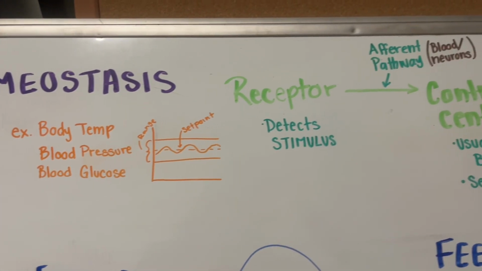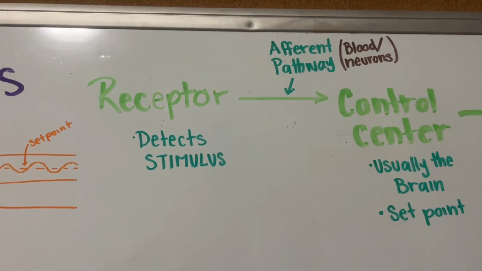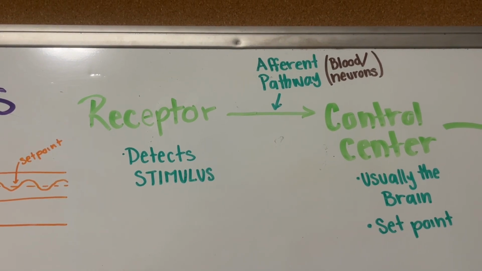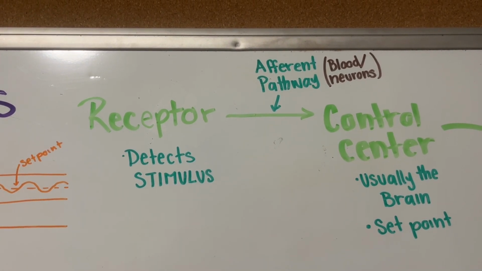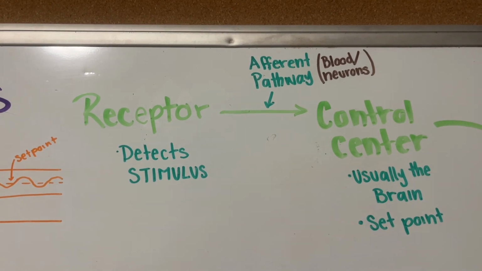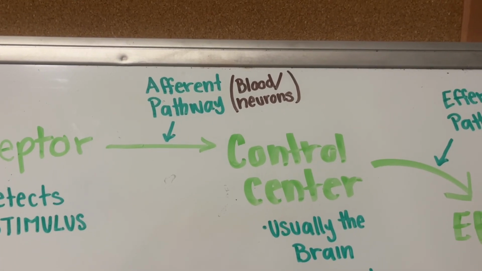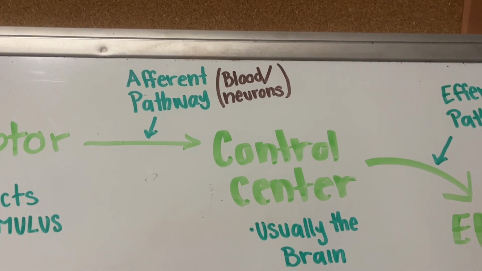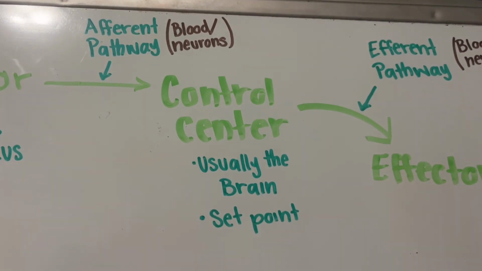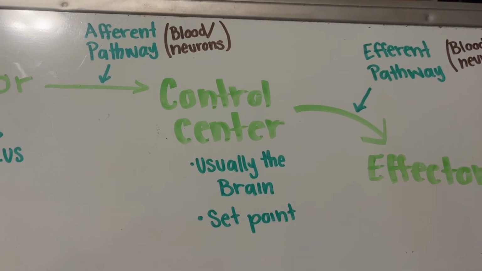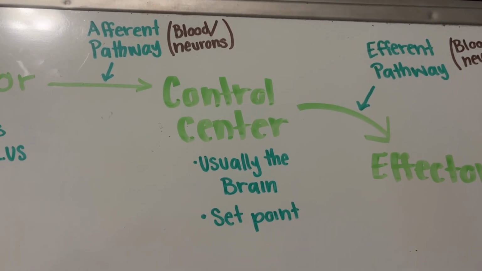All of these systems rely on several components, starting with a receptor, such as temperature receptors in the skin and brain that can detect a change in a variable, which is the stimulus. For temperature, it would be the change in temperature. This information is then communicated through afferent pathways to a control center. Your afferent pathways are usually blood or neurons, and your control center is usually the brain.